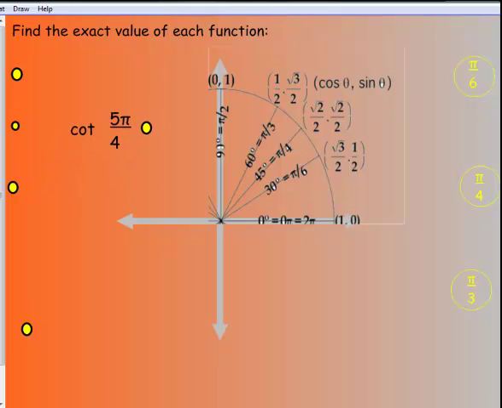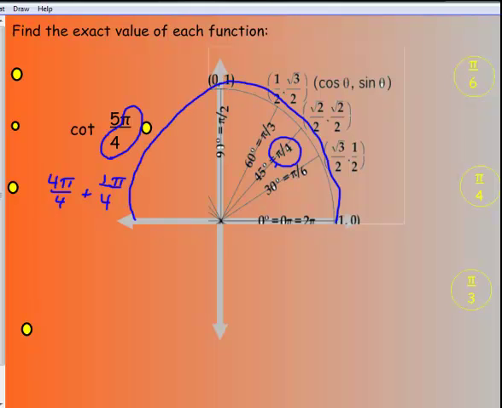Let's work with a different one now. Let's work with cotangent of 5 pi over 4 using my unit circle. I know that I'm going to use my pi over 4. Now I just have to figure out which quadrant I'm in. Well, 5 pi over 4, I went a whole 4 pi over 4 plus a quarter of the way more, and that would bring me into the third quadrant.